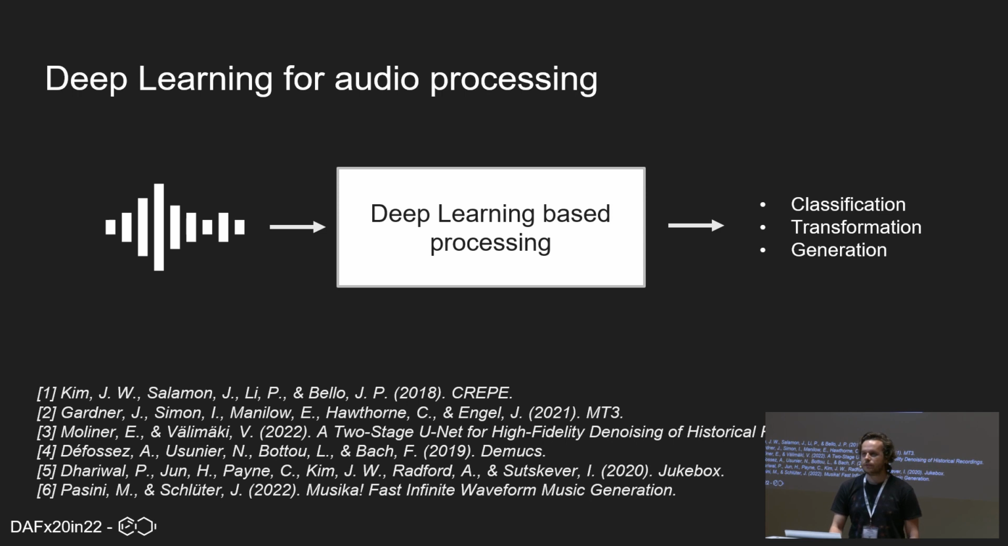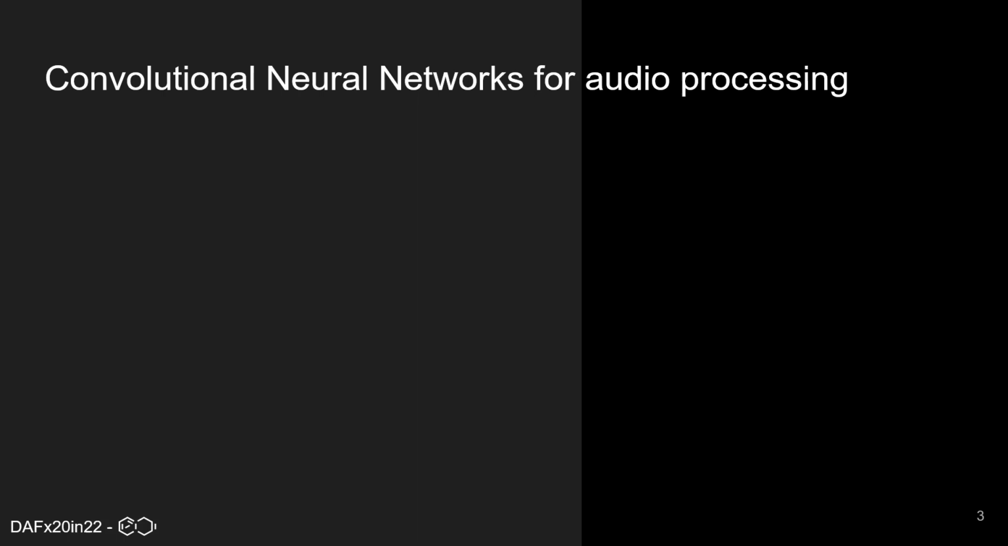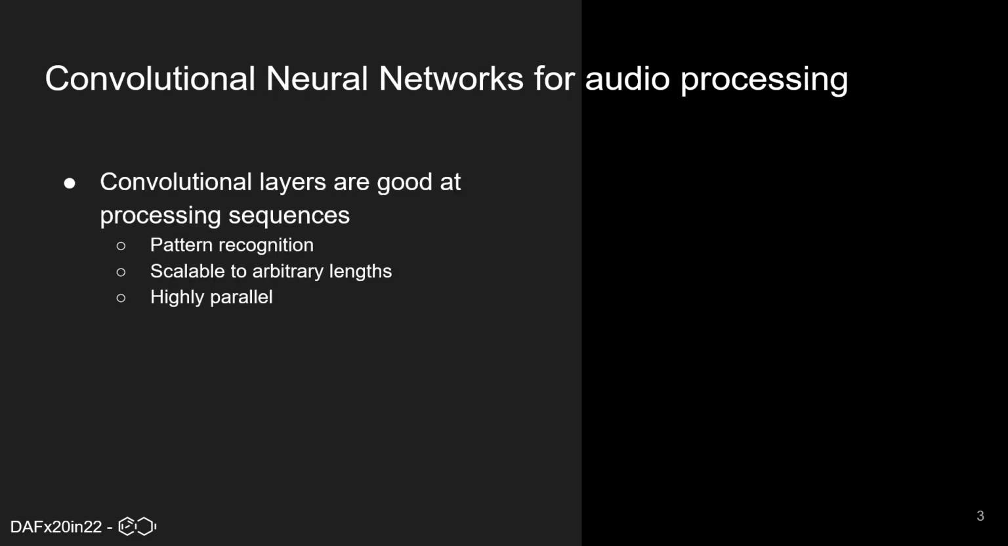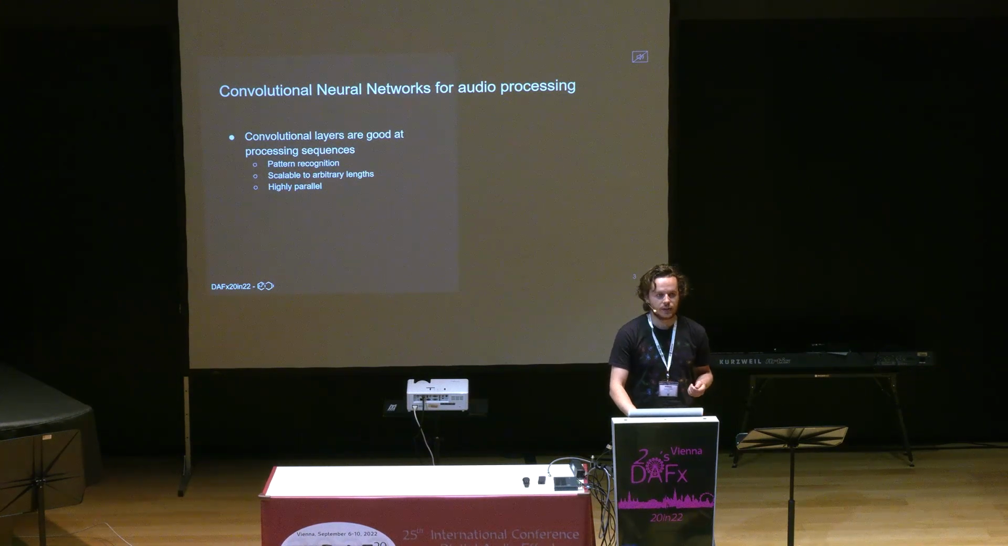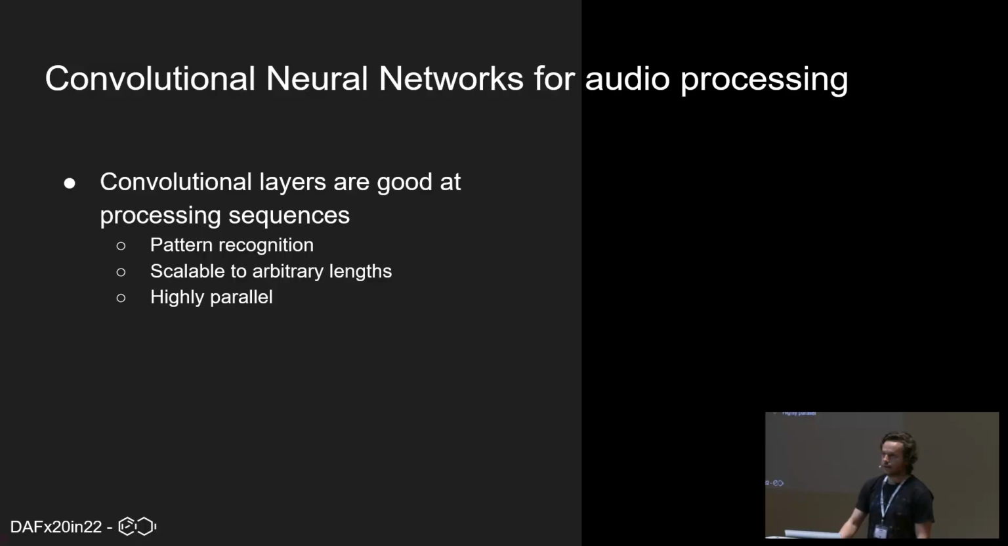One of the reasons why those works are so successful is because they use, for the architecture, the idea of a convolutional neural network. Convolutional neural networks are known to be very good at processing sequences, and more specifically audio samples, because they have an ability to recognize patterns inside a sequence. Plus, they can be scaled to arbitrary length, which is very important when dealing with the processing of audio signals. And lastly, they are highly parallel, which makes them efficient to train and to use once trained.